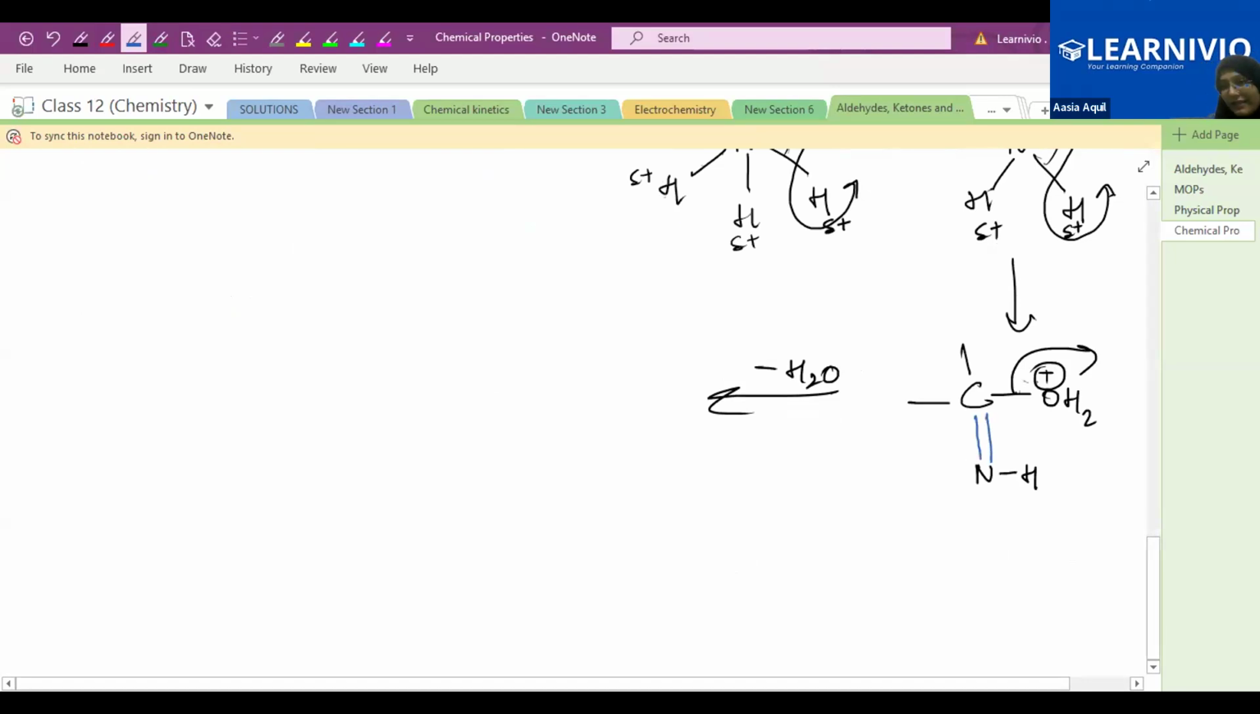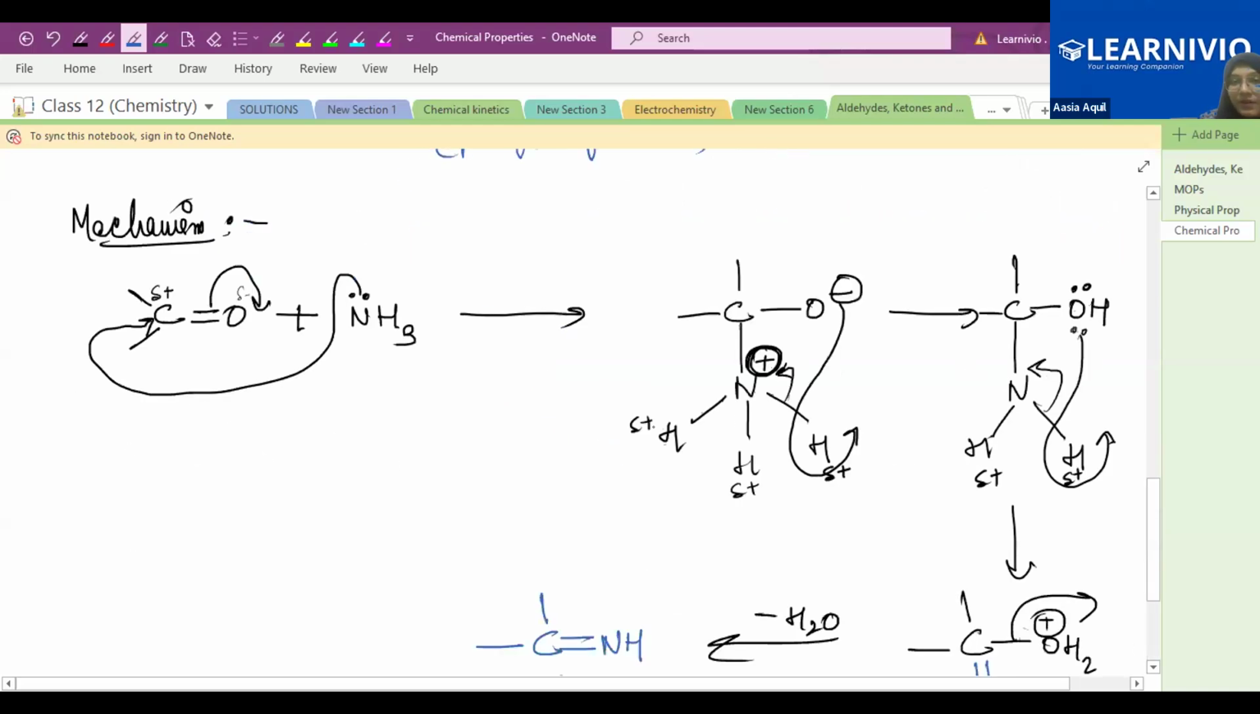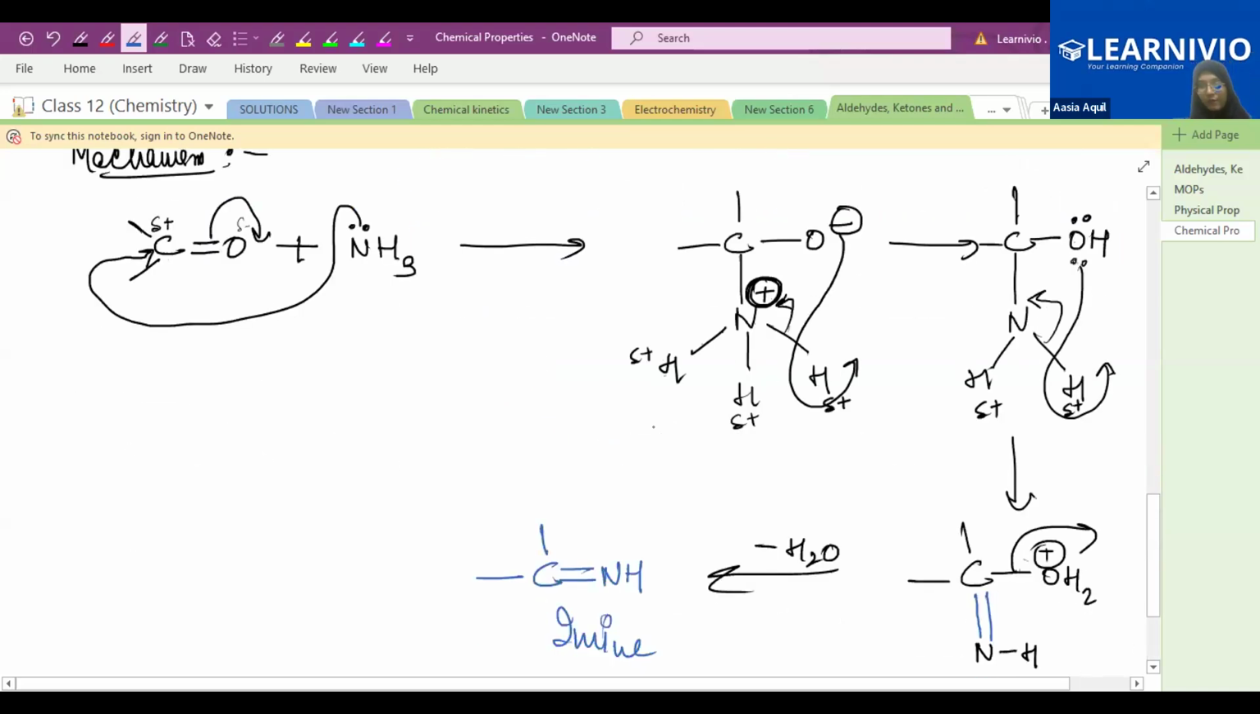Now this OH2 will be removed, water will be removed, and you will get imine. Carbon, double bond nitrogen, NH. What is this? This is your imine. You just got imine. So that is the proper mechanism for this reaction. Just clearly see all the steps. And if there is any doubt, just let me know. Ask me your doubt.